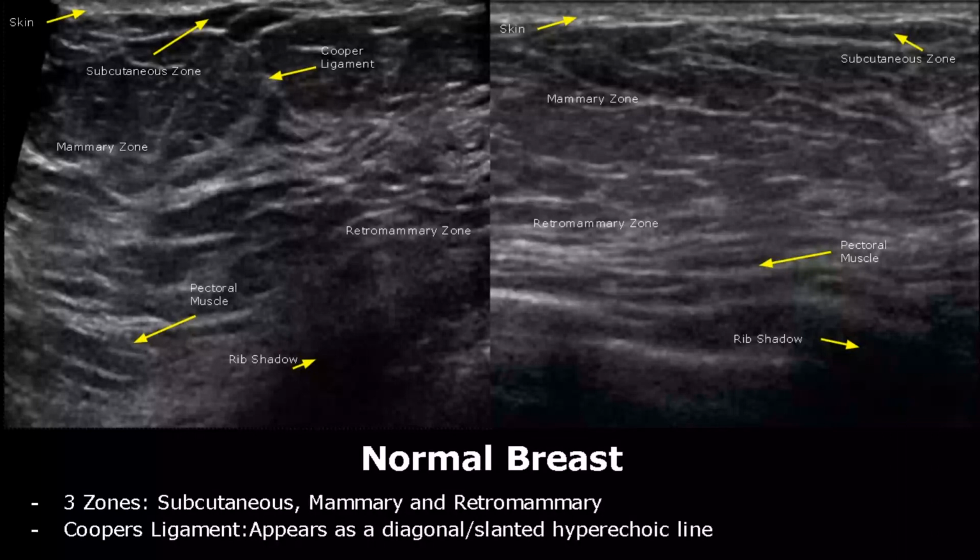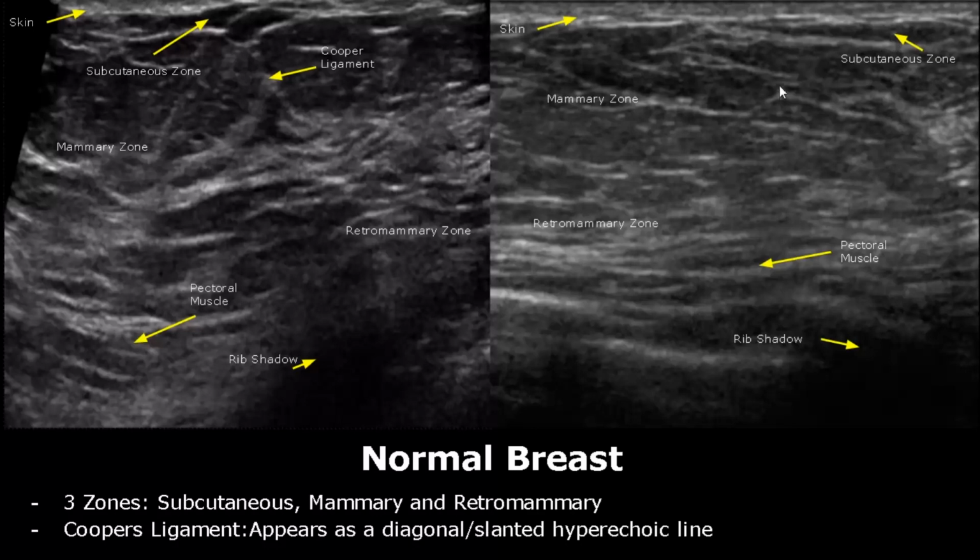Here we have the images of normal breast. The uppermost layer is the skin. This is the hyperechoic layer and below that is the subcutaneous zone. It is usually hypoechoic as compared to the tissues below.